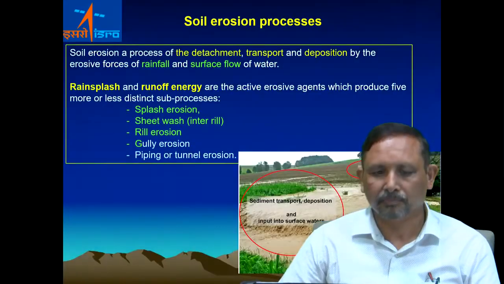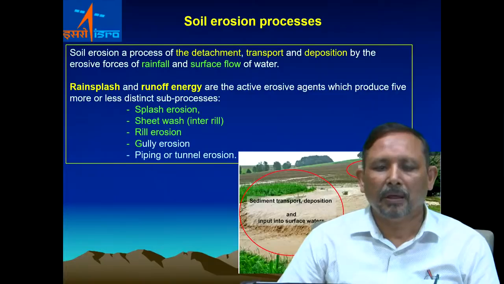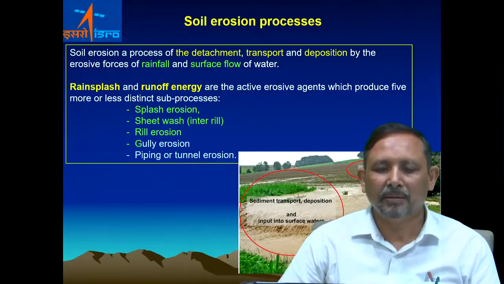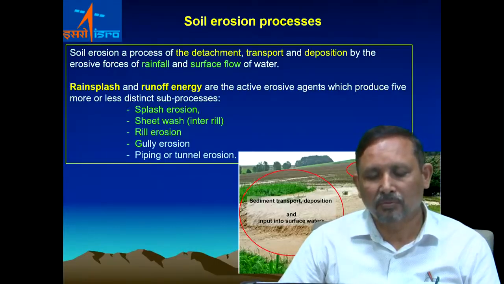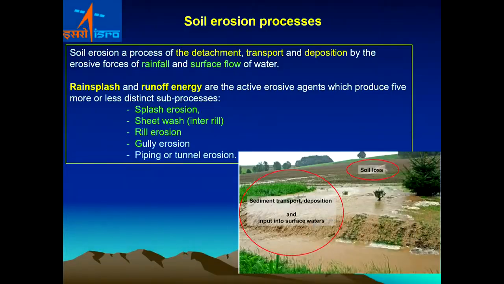on a spatial basis. If you see the soil erosion process, we can define it as the detachment of soil particles, their transport from the original place to other places or loss into the stream, and deposition on the way on the land surface. So detachment, transport and deposition by the erosive forces of rainfall and surface flow of water.